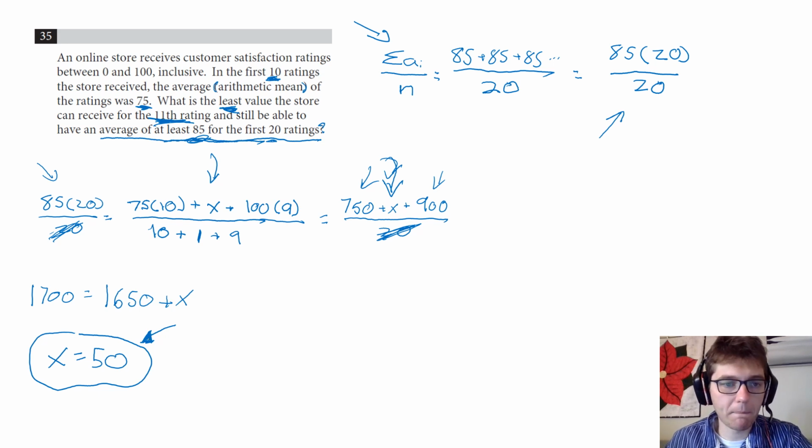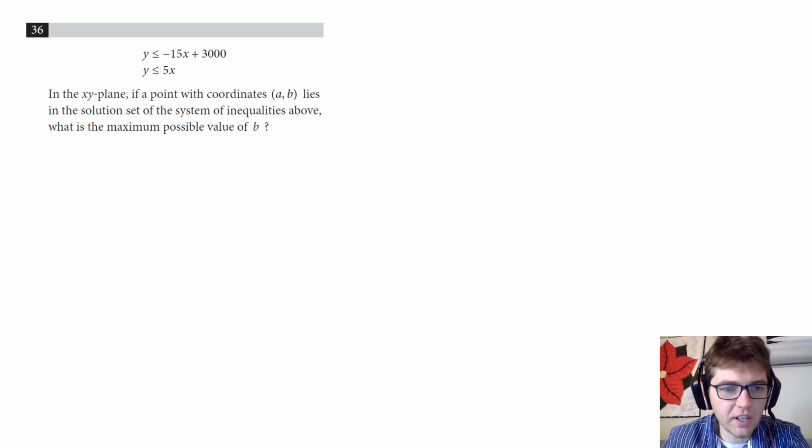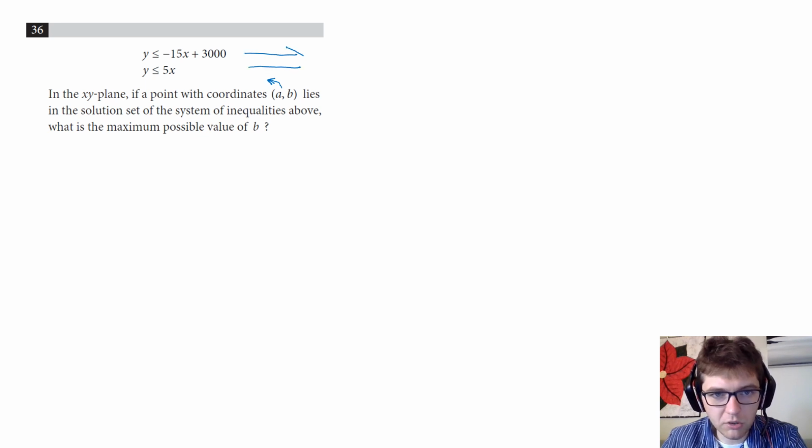Okay, next problem. Problem 36: in the xy-plane, a point with the coordinates a, b lies in the solution set of the system of inequalities above. What is the maximum possible value of b? So they're telling you that this (a, b) would satisfy this system. To start, rewrite this, because you're dealing with a definite point, you can change these to equal signs. So b is substituting in for y. So b is equal to negative 15 times a plus 3,000.